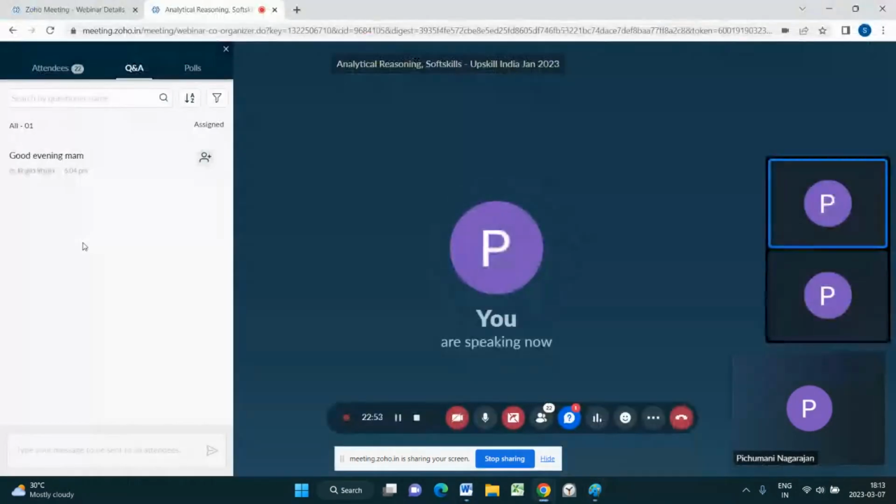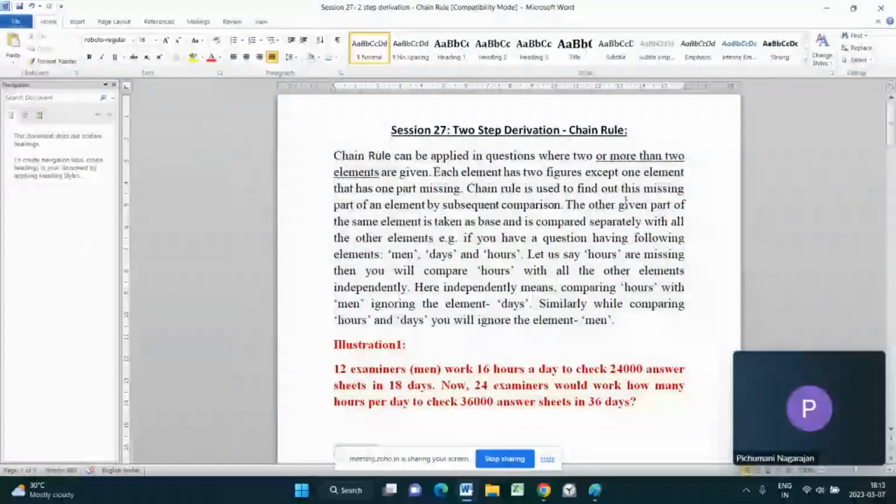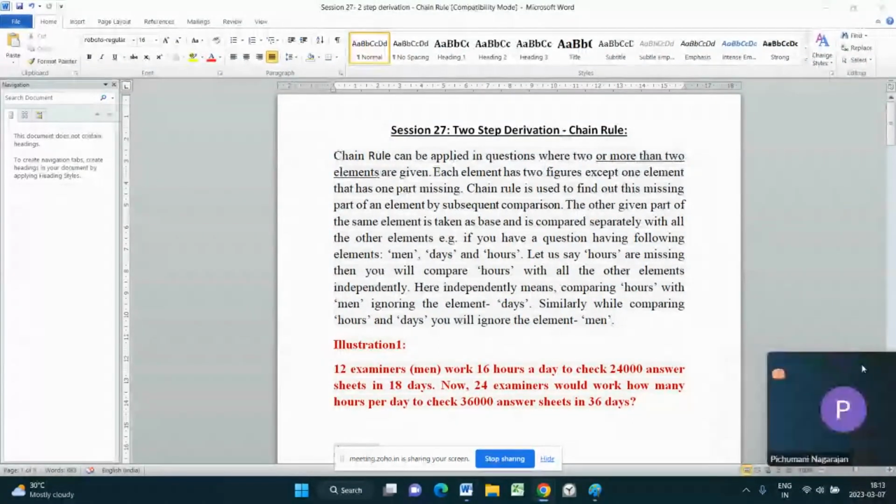Is the doubt clear? Somebody who did not understand, thumbs down. Is it clear now? Students? Okay, fine. I'm continuing with this. Let us do some example sums.